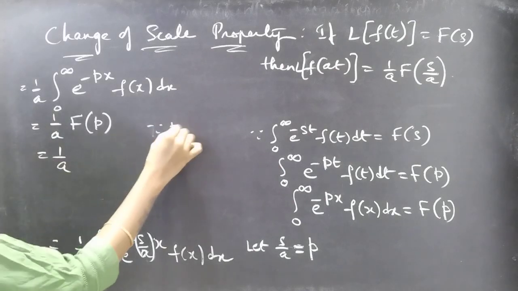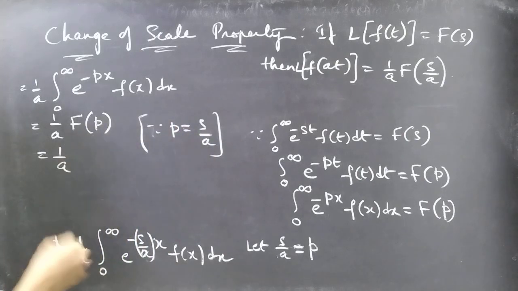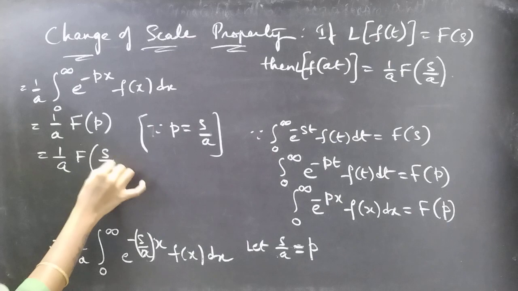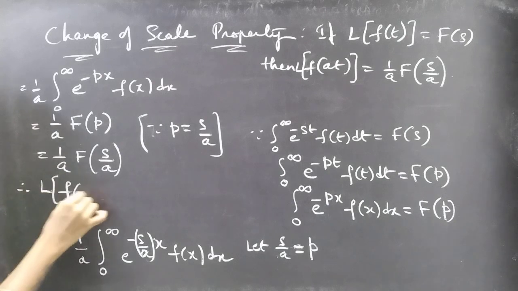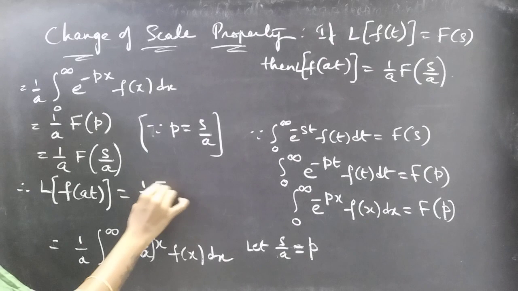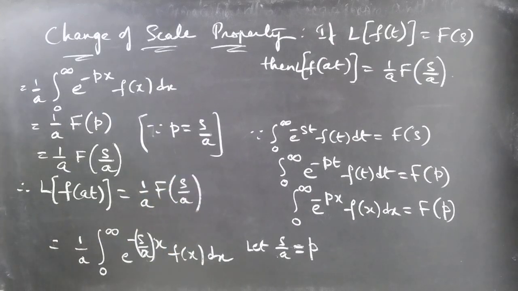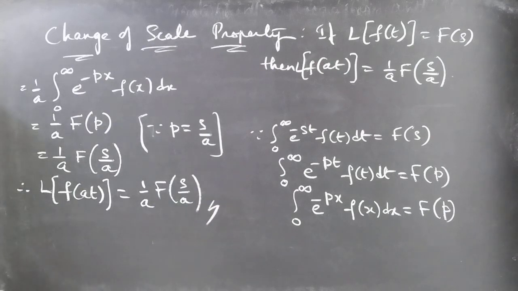Since p equals s by a, let's replace p by s by a, then you'll get F of s by a, that is 1 by a into F of s by a. Therefore L of f of at equals 1 by a into F of s by a. This completes the property. Now let's see some examples on it.